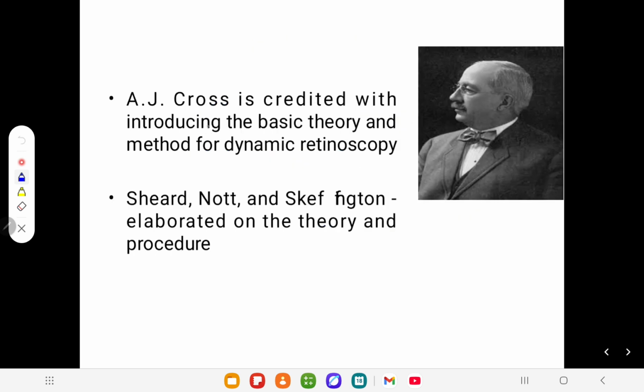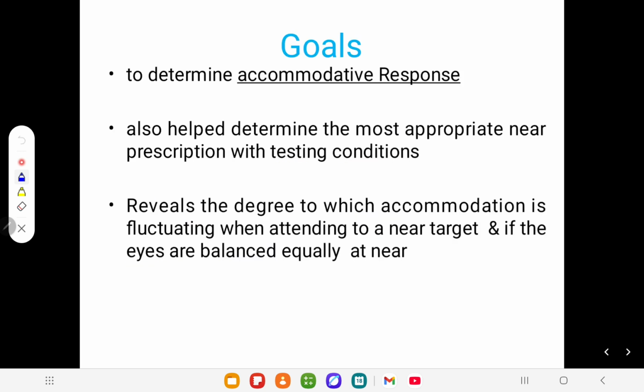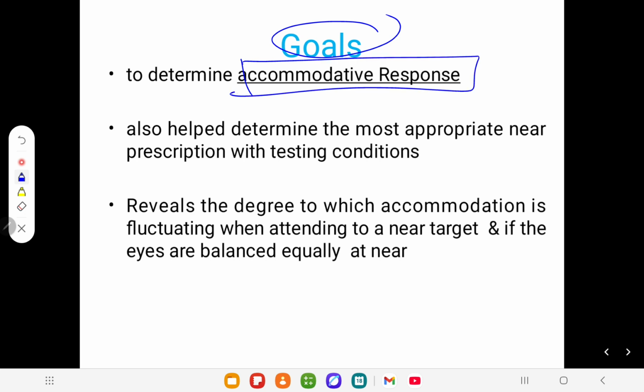AJ Cross is credited with introducing the basic theory and method of dynamic retinoscopy. Afterwards, Sheard, Nott, Skeffington elaborated the theory and procedures. The goal is to determine the accommodative response, which is basically the lag of accommodation. It also helps to determine the most appropriate near prescription for the particular testing condition.